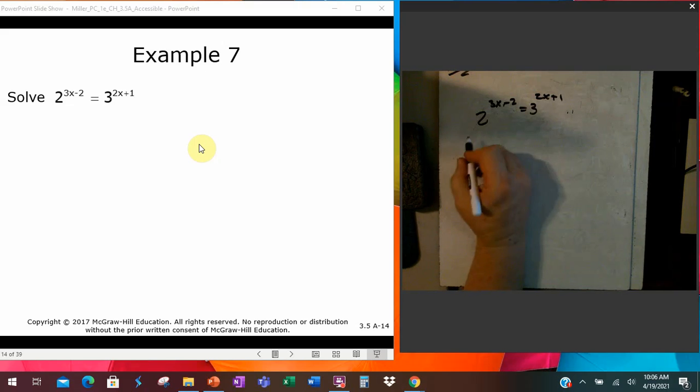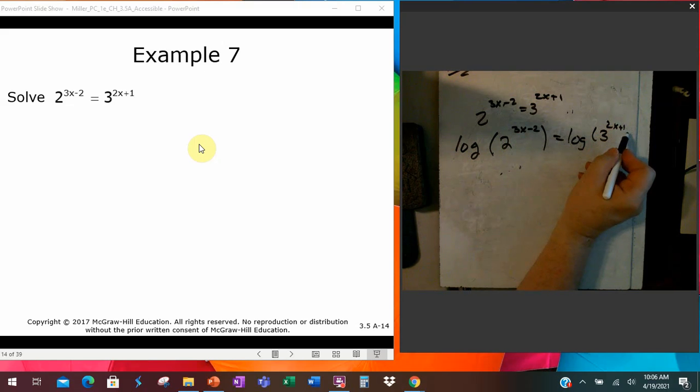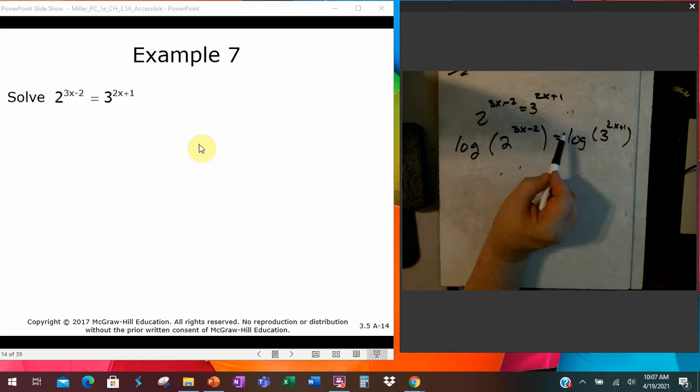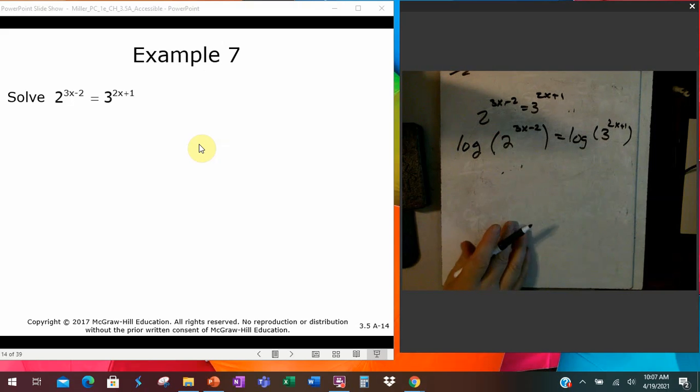Pick any log. Let's do the common log this time. It's going to be the very same thing. Log of 2 to the 3x minus 2 is equal to log of 3 to the 2x plus 1. If this is equal to this, then the log of this should be equal to the log of this. I'm representing this as this number to a power of 10, base 10, and those exponents should be equal. But this I need to bring out in front.